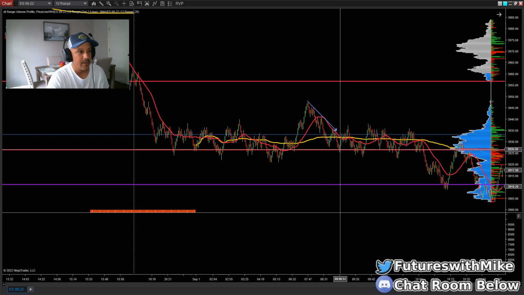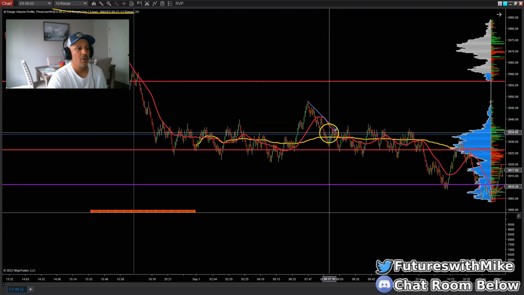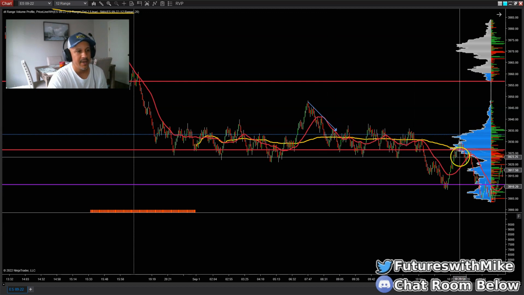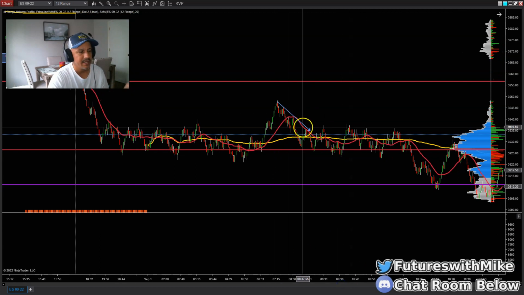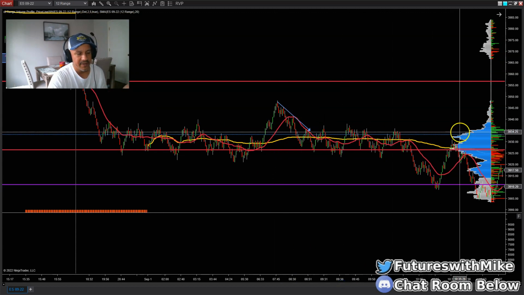okay? You're golden. And if you're using the volume profile, where are you at? You're at the upper end of the high volume area here. So everything comes together, okay? It didn't break the trend line. It didn't break the moving average. It's above the high volume area here.